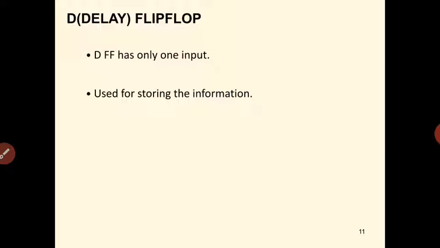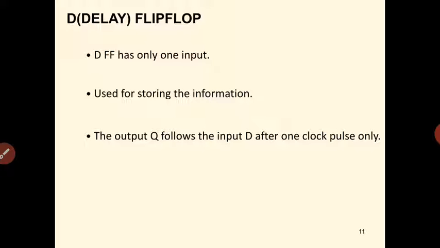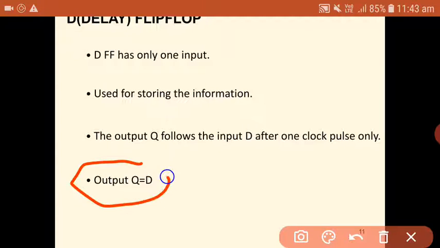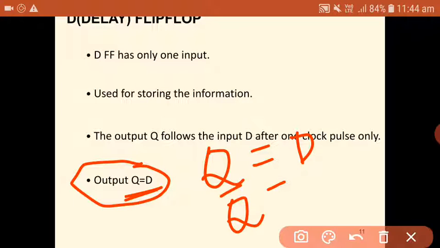Next we will move on to the discussion of D flip flop. D flip flop has only one input, that is the delay input. D flip flop is mainly used to store information. The output Q follows the input D after one clock pulse, and the output expression for the D flip flop is Q is equal to D and Q bar is equal to D bar.